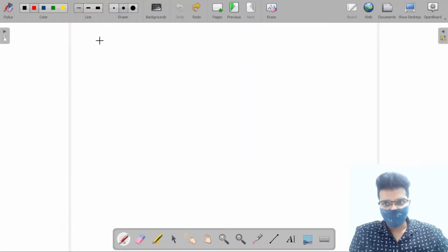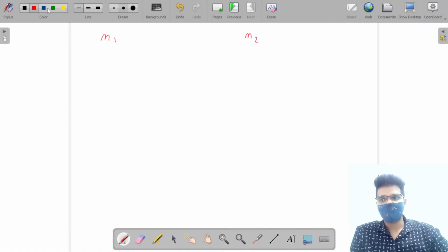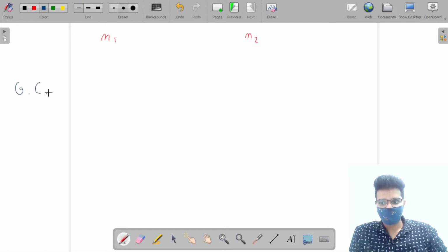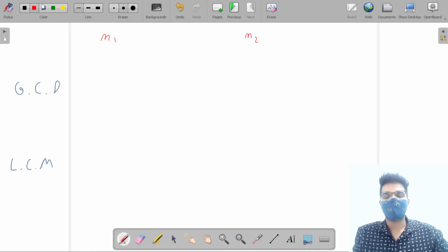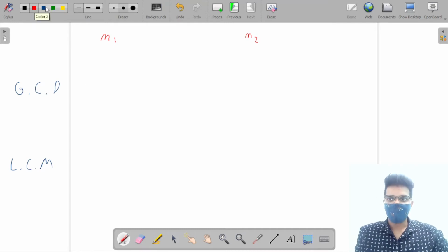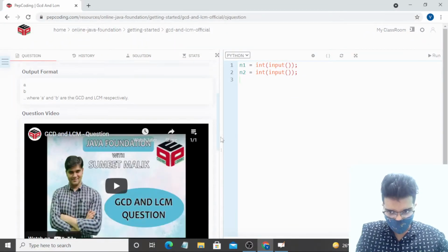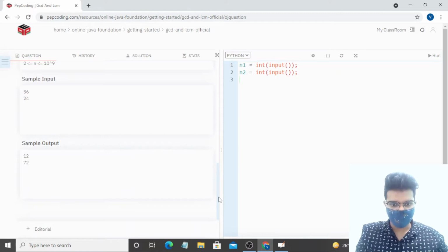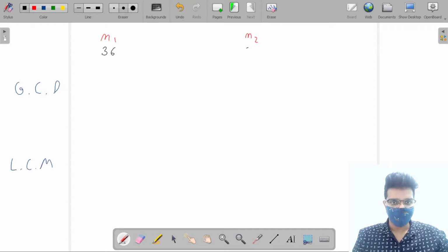In the input we are given two numbers, n1 and n2. And what is our task? Our task is to calculate their GCD and LCM. That's it. So let's first understand what GCD is. GCD is the Greatest Common Divisor. Let's take any numbers. In the input, we are given n1 equal to 36 and n2 equal to 24.